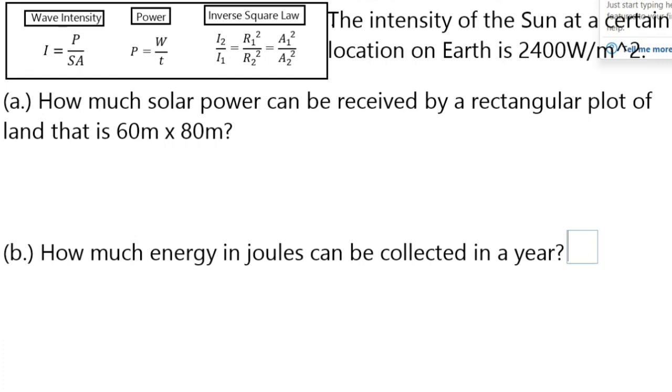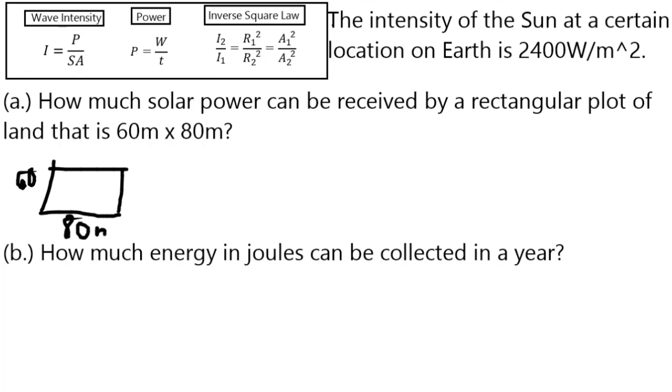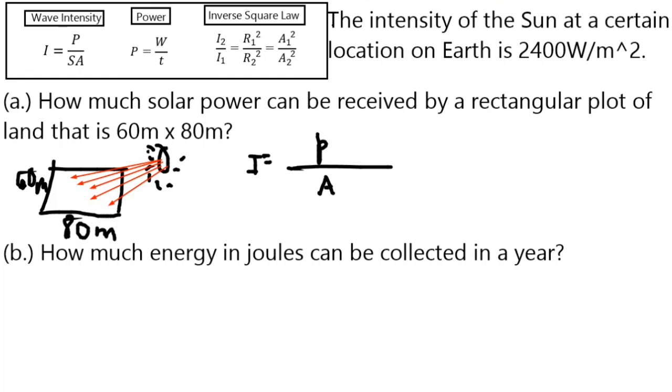The intensity of the sun at a certain location on Earth is 2400 watts per square meter. How much solar power can be received by a rectangular plot of land that is 60 meters by 80 meters? So let's say we have a rectangular plot here, 60 by 80 meters, and our sun is producing light rays onto that rectangular plot. We're going to calculate the solar power, which is going to be the power, of course. We have the given intensity, and we are going to calculate its surface area too.